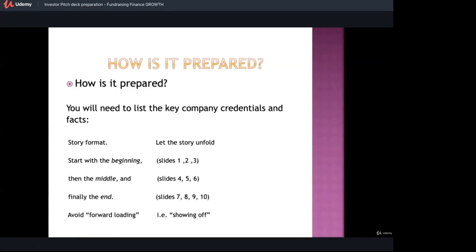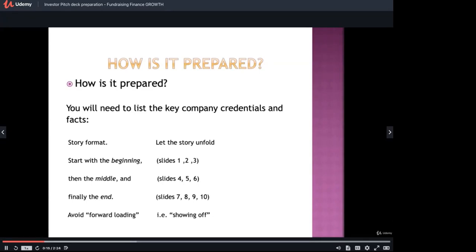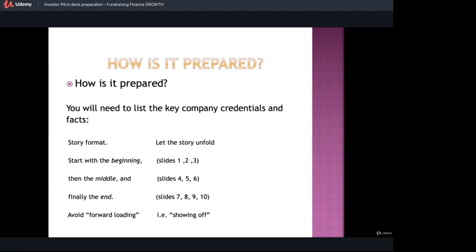How is it prepared? You need to list the important points and factors about your company in short bullet points, say 3 to 4 bullet points per slide. So, for a pitch deck of 10 slides, you will list around 30 key points. Keep the presentation in a story format with a beginning, middle, and end. Avoid forward loading the presentation. This means do not try to impress by putting too much information up front.